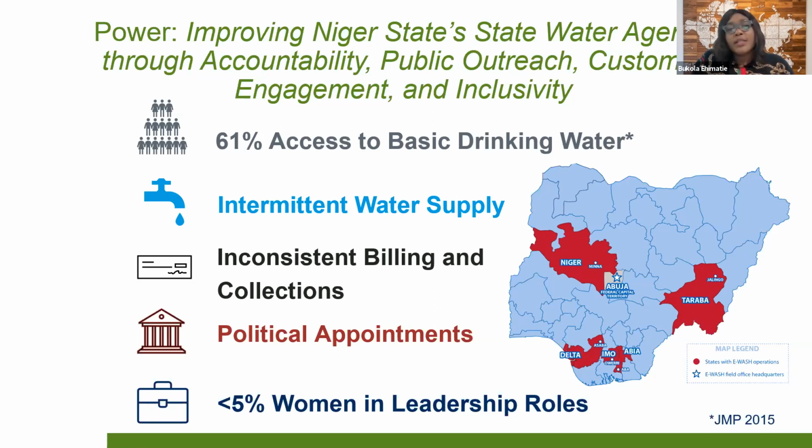The focus of our case study is Niger State, one of the states where we work. The customers in those states, even where water was being produced intermittently, were also billed inconsistently. Some of them don't even receive bills at all, which shows a very weak financial management system in that organization. We also learned that due to government's influence, several water board leadership staff were political appointments, and the water board had very few female staff members, with less than 5% of women in leadership roles.